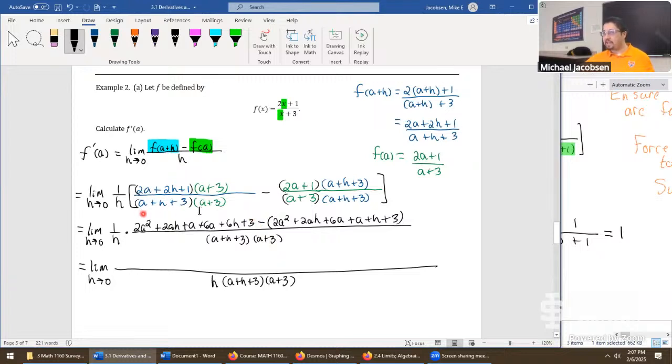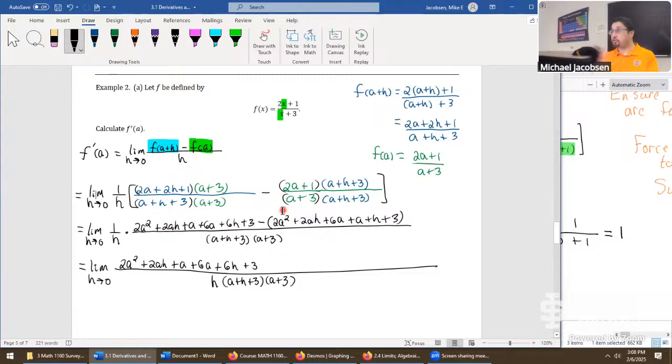Next, I'm going from here to here, directly copying it in. This is where I make mistakes. It's actually really easy to miscopy something. So go carefully. 2a squared, 2ah plus a plus 6a. We could have combined like terms there, but I'll just keep going. Plus 6h plus 3. Now we're distributing the negative sign.